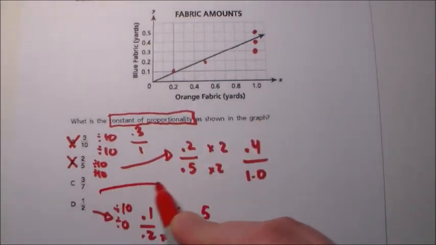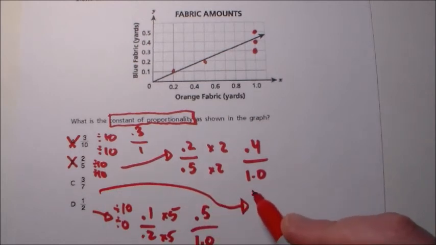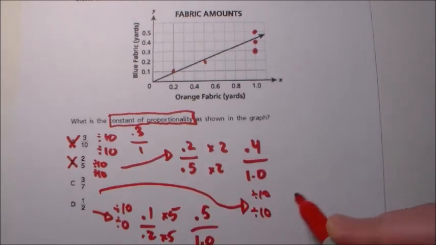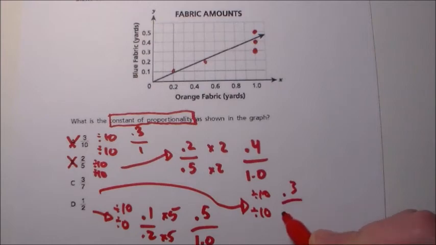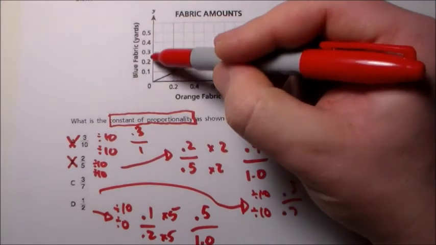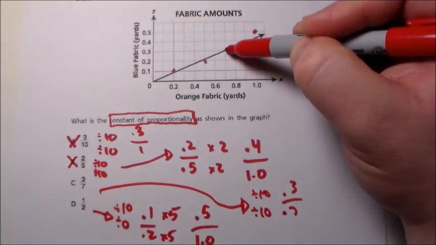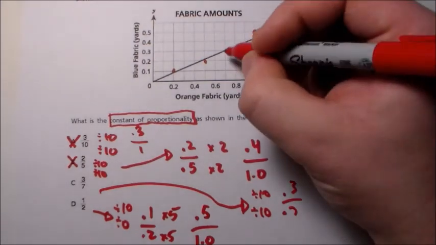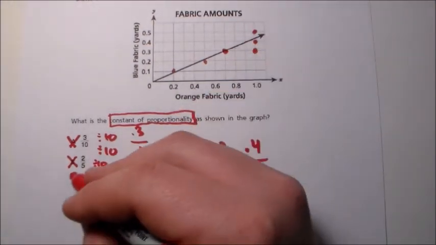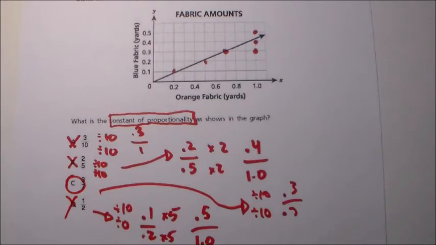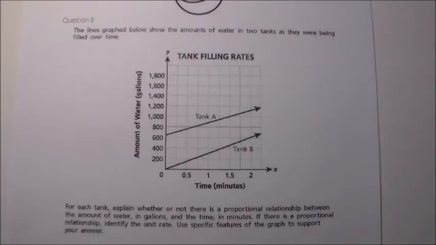What is on the line? Well, if we divide by 10, we get 0.3 over 0.7. Rise 0.3, run 0.7. Wow. Perfectly hit. And we're good. And now question 8.